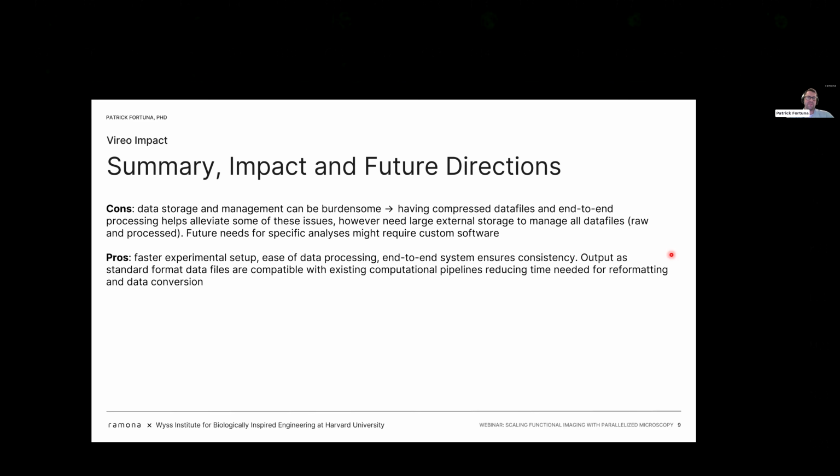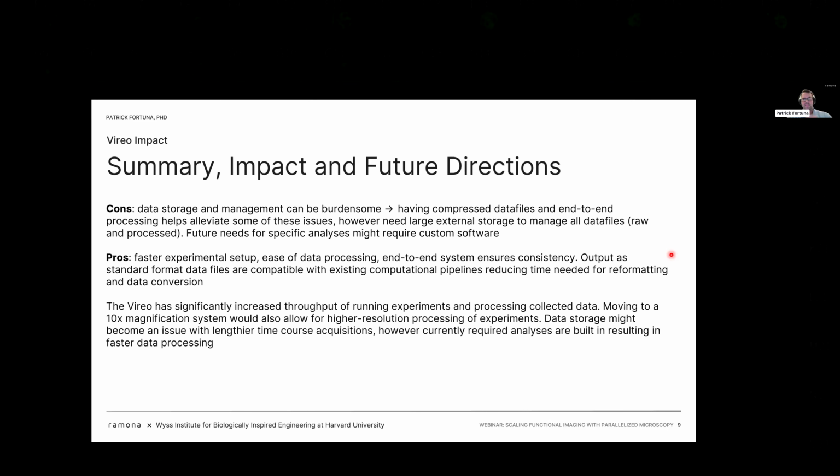The output of the data files, whether you're using the raw or the processed ones, are all standard format data files. So even if you want to put this into your own analysis software, whether you've got custom code in MATLAB or a macro in Fiji, all of those are compatible. So this has significantly increased how much and how fast you can analyze your organoids.